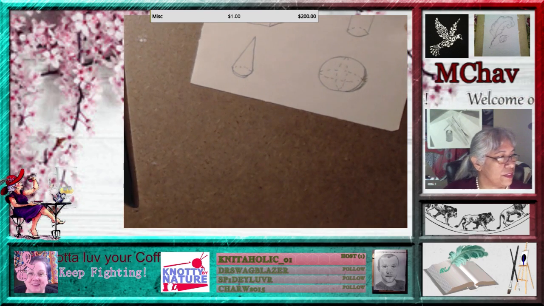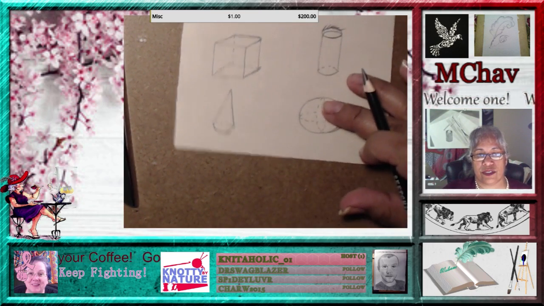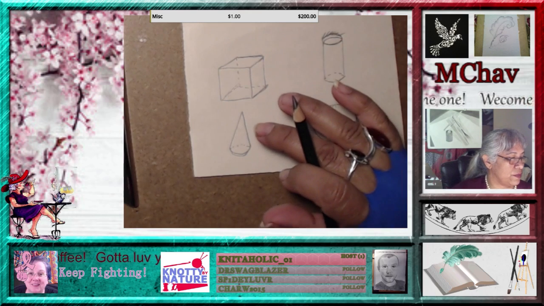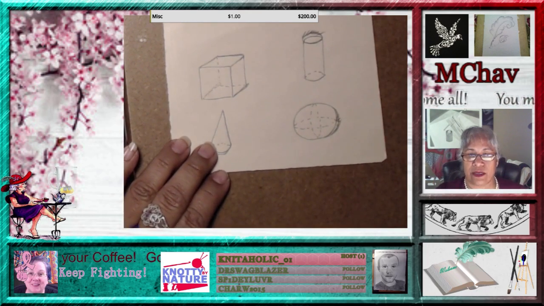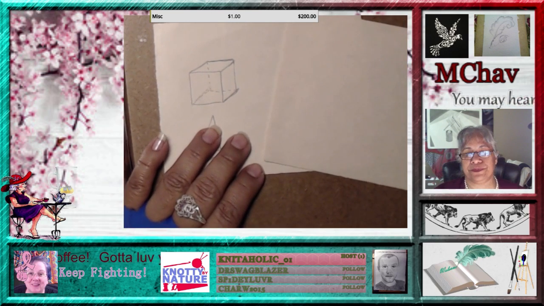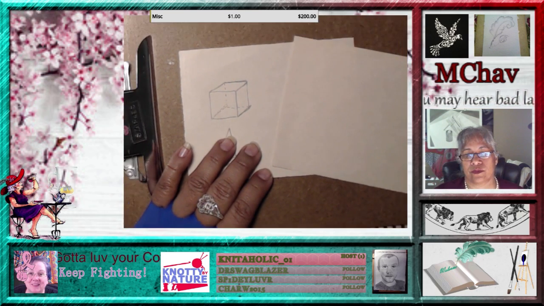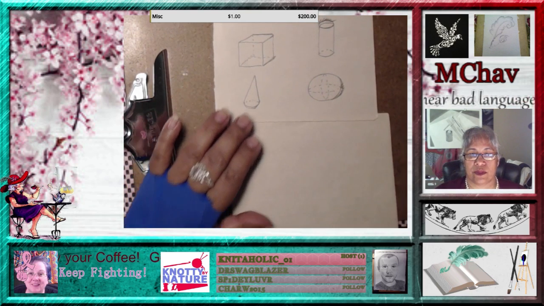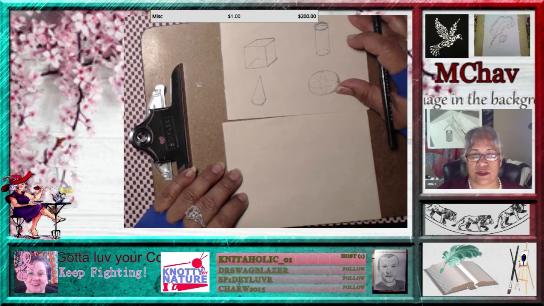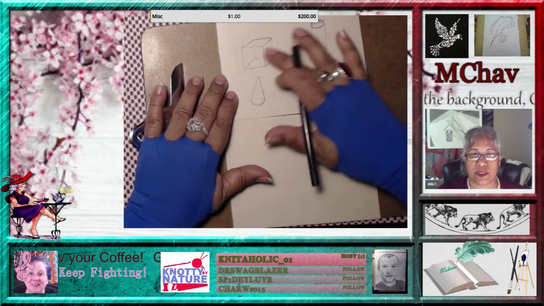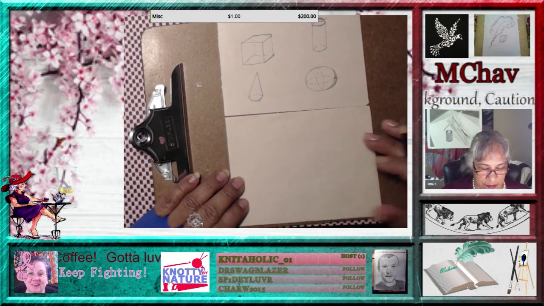Now the next one, we're going to use these objects here. We're going to use these, and we are going to make something from them. Let me get another sheet of paper. Widen that up a little bit so you can see that. Okay, so from these, we're going to make something from it.